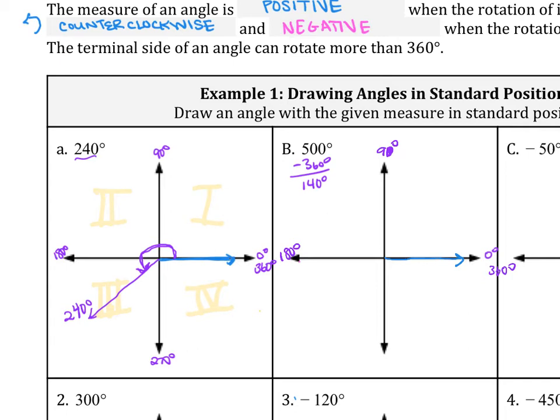Now we're going to 500, and it's going to end at about 140 degrees, so it's going to end up somewhere in quadrant 2. And how you show that it rotated more than 360 is you start here on the initial side, you go all the way around, that's 360, then this other 140 degrees. So notice this is 360 plus 140 more equals 500 degrees.